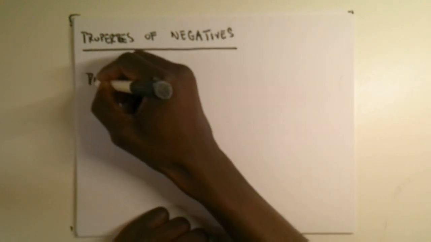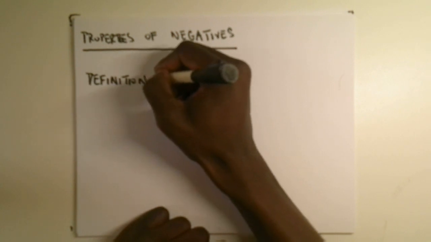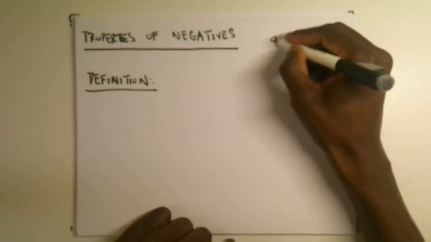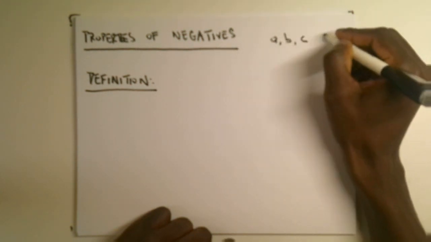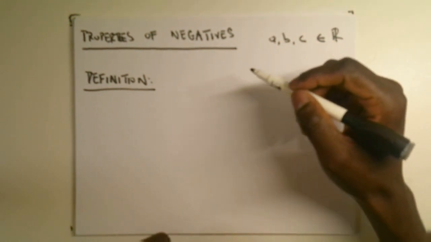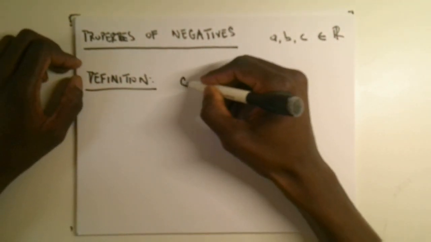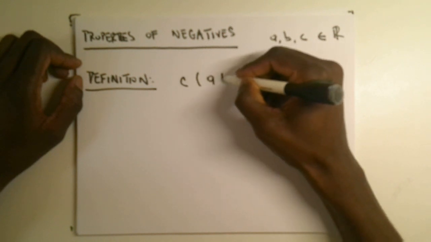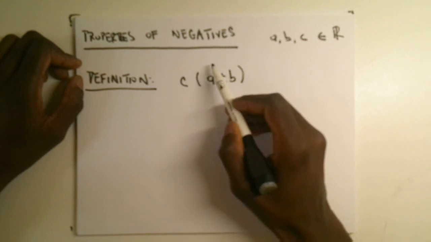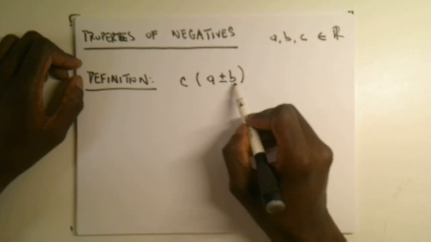So, the definition that will be explicit on is that if I have A, B, C, and they all belong to the real number system, I can write this property in this form where I have C times, and inside this parentheses I have A plus or minus B.